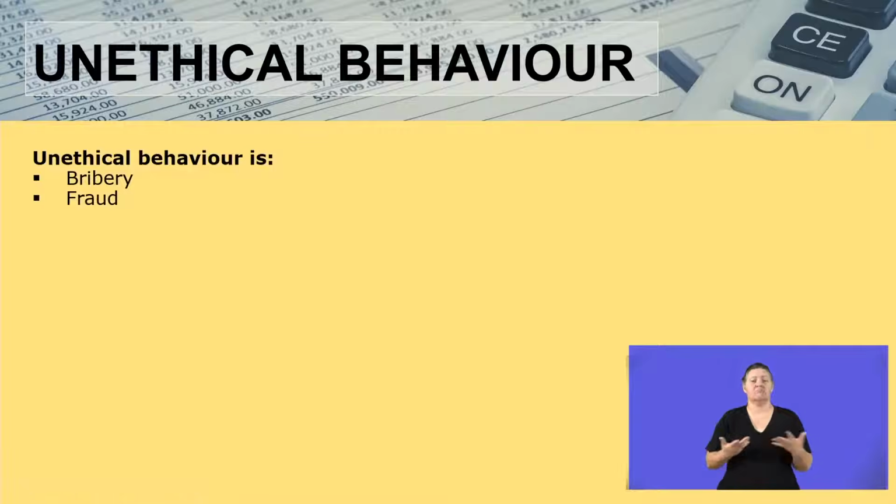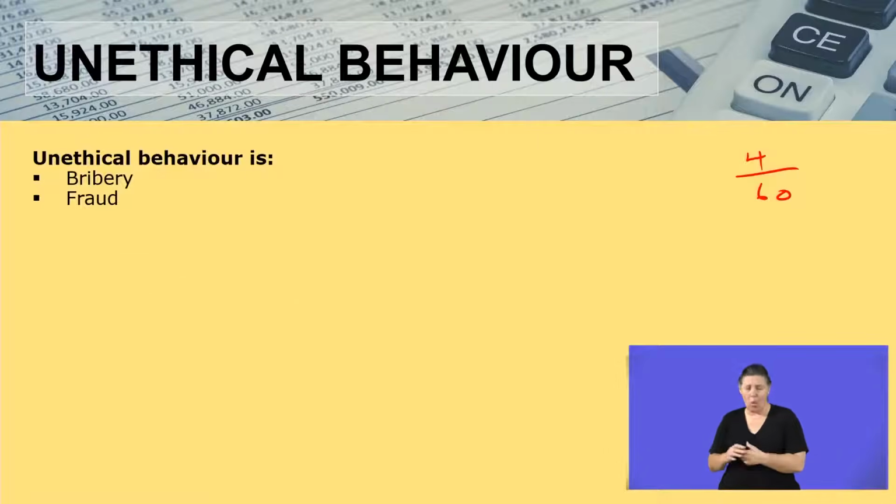This is misrepresentation. For example, you write a test and the test is out of 60. Then you get, let's say, 4 out of 60. But then you know if you take this home, it is going to be a big issue. And then you add a 0 here. What you have done is you have brought in misrepresentation. So this therefore becomes fraud. Remember, this is unethical behavior.